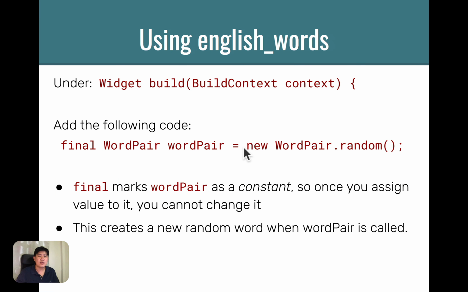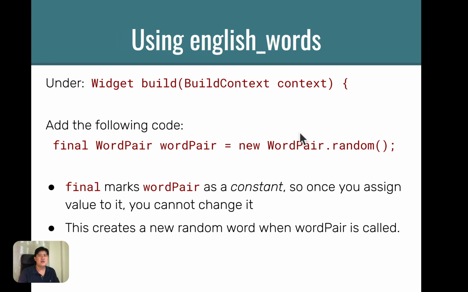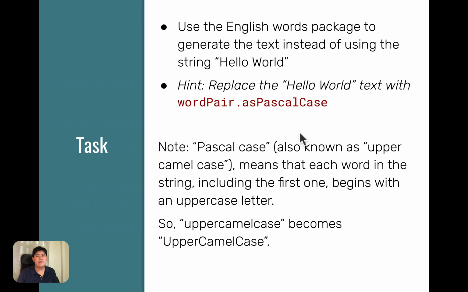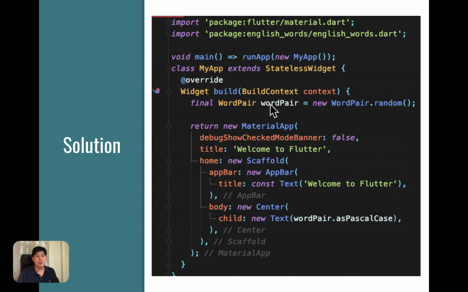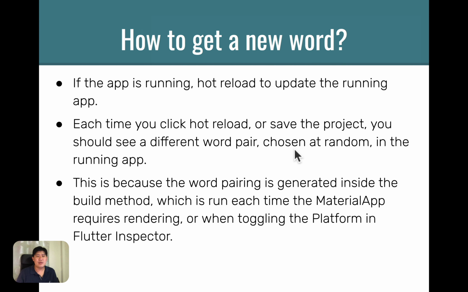The rest of this I want you to work on on your own. Under the widget's build, add the following code that says final word pair equals new word pair dot random. What it does is, there's this thing called word pair, which is provided by the English words package, and then just generate random text instead of the hello world. The answers are here. Just look at the answers, I guess, but you don't have to.